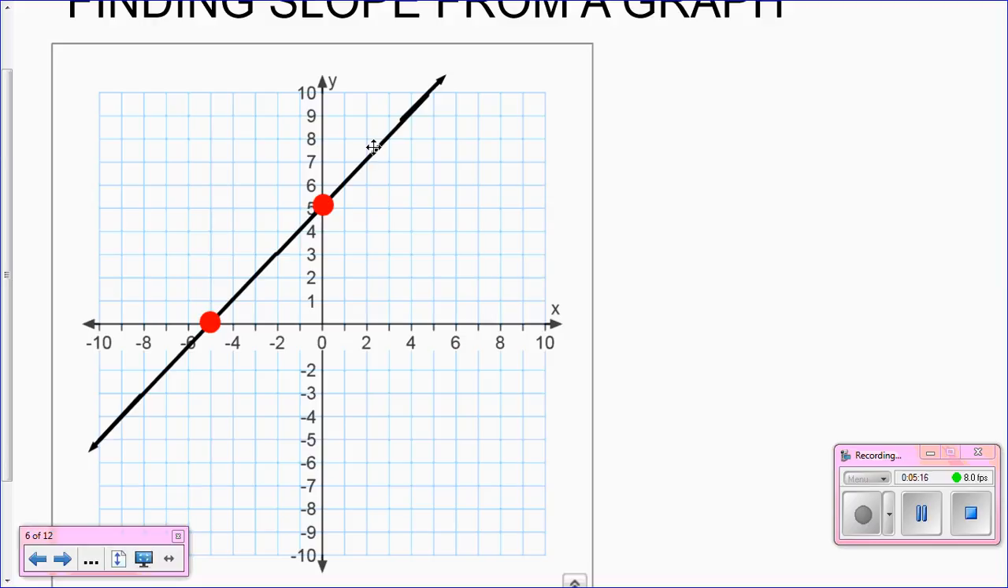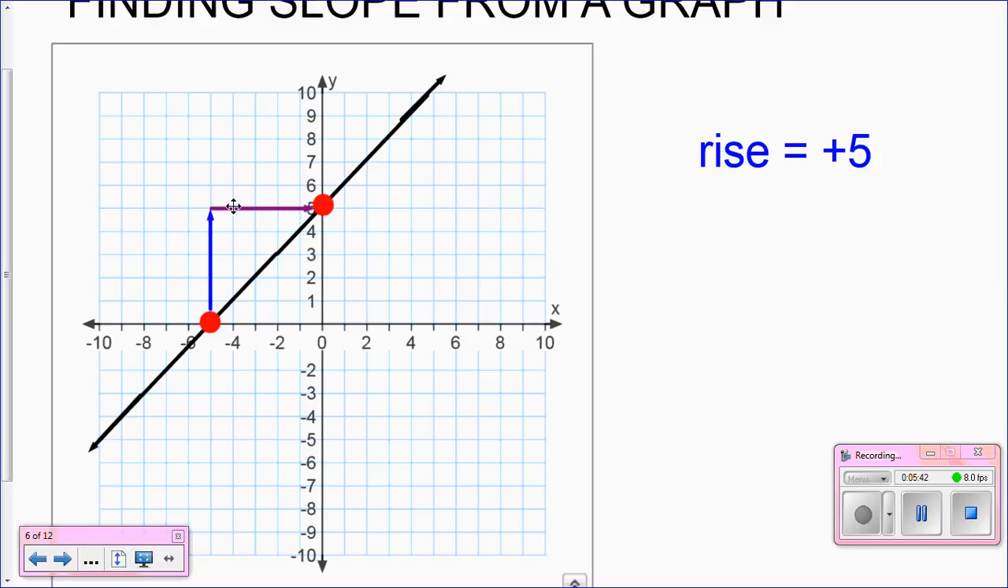Okay? So I'm going to count the vertical distance, so the up or down. I'm going to start at this point. You could start at either point. It wouldn't make a difference, but I'm going to start down here. And I have to go up, so that means I'm moving in a positive way. So I'm going up 1, 2, 3, 4, 5 units. So plus 5 was my rise, because I went up.